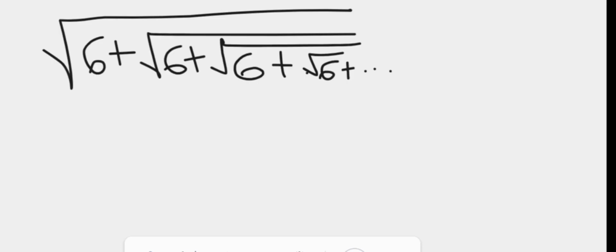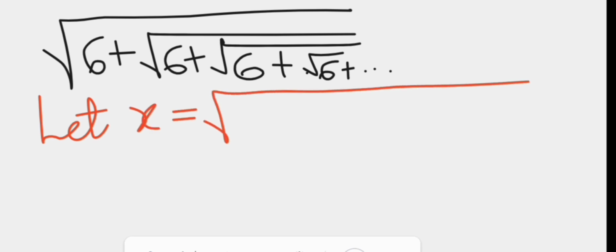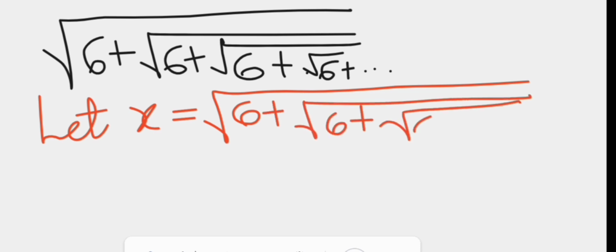This is a nested radical that continues indefinitely. So the first thing we are going to do is to make a representation by saying let x be the nested radical 6 plus the square root of 6 plus the square root of 6 plus the square root of 6 plus the square root of 6 that continues indefinitely.